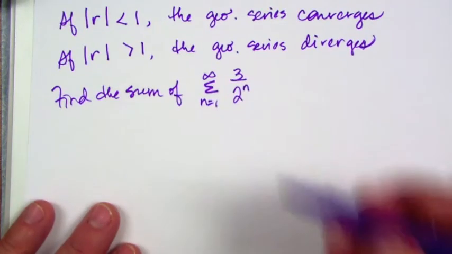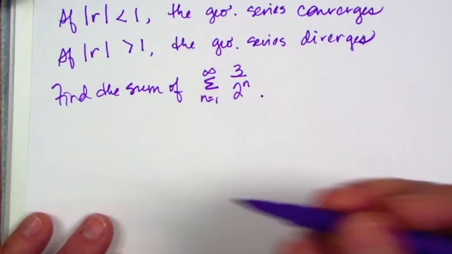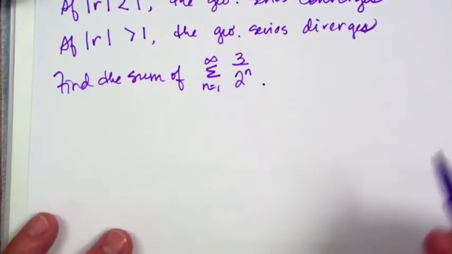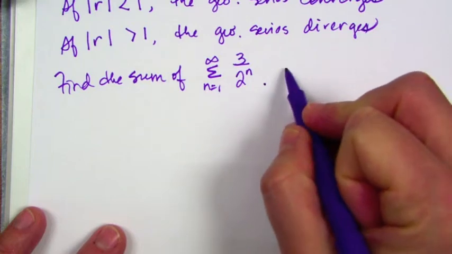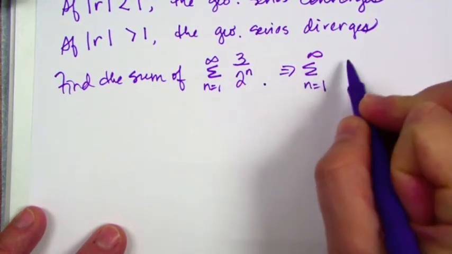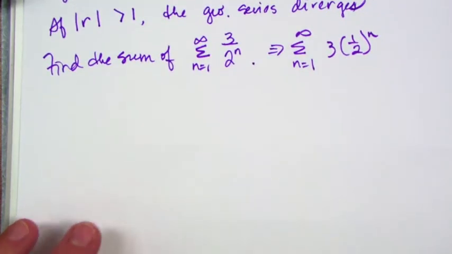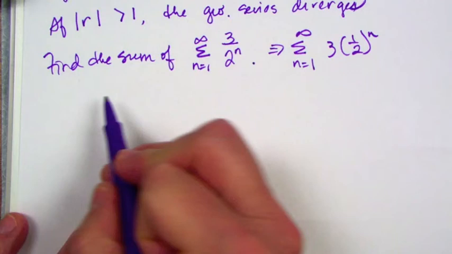Okay. All right, so find the sum of this series. And again, you may want to rewrite this so that you can more easily see that common ratio, or r. Yes, Mary? Is this like finding an integral?